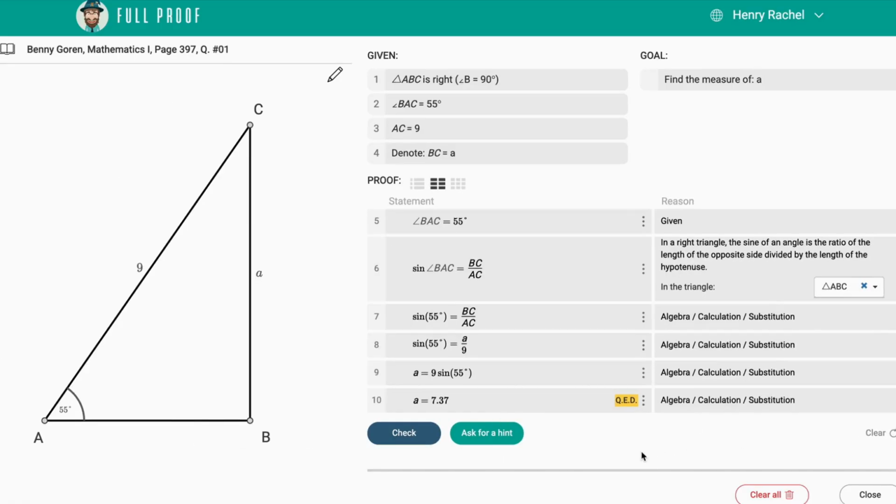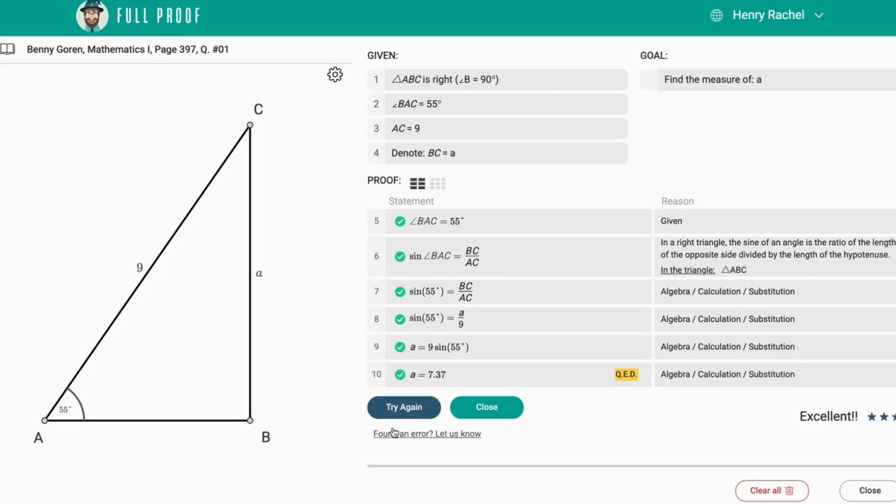All right, let's go ahead and check to make sure we did our work correctly. And that is it. We got 3 stars. This is a correct proof. I hope you learned from this lesson, and go ahead and continue looking at the different FullProof problems they have to offer.